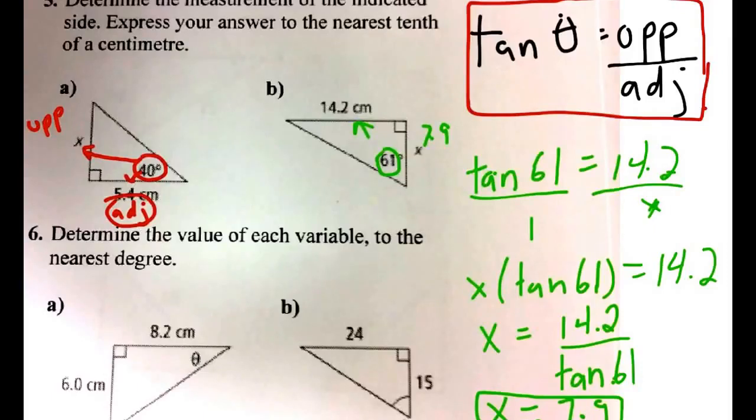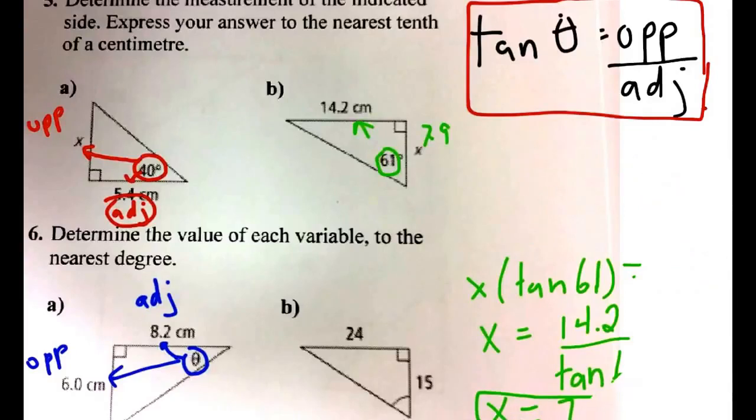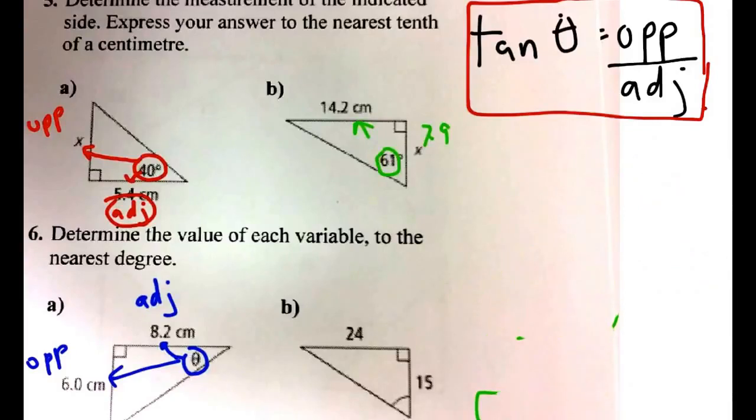Okay, the two on the bottom are still tangent, because if you look at the angle, let's just look at one of these here. So if I say we're going to look at that angle theta, we have the opposite side of 6, and we have an adjacent side of 8.2. So we're still dealing with tangent. The only thing that's different now is instead of looking for a side, we're actually trying to solve for the angle. Okay, the good news is it doesn't matter what you're looking for. You'd still solve it all exactly the same way.